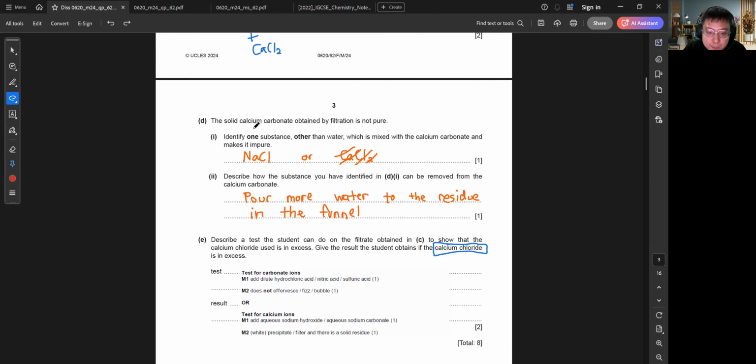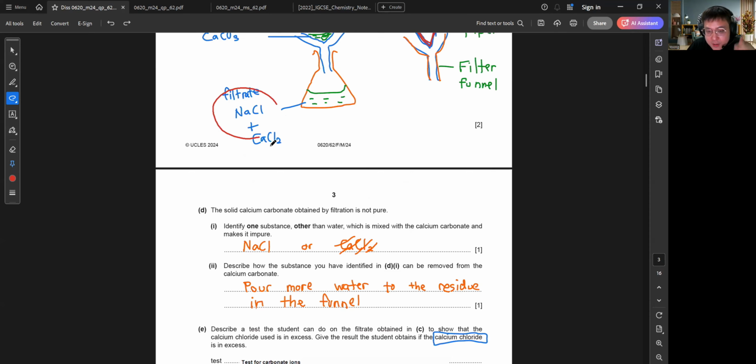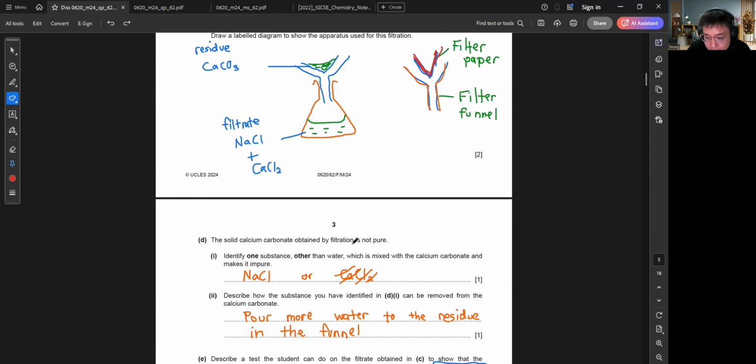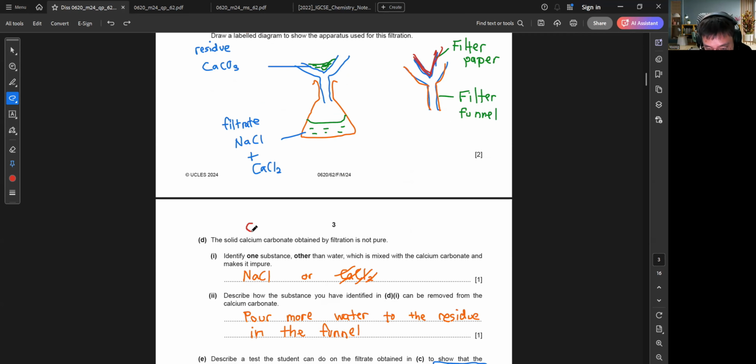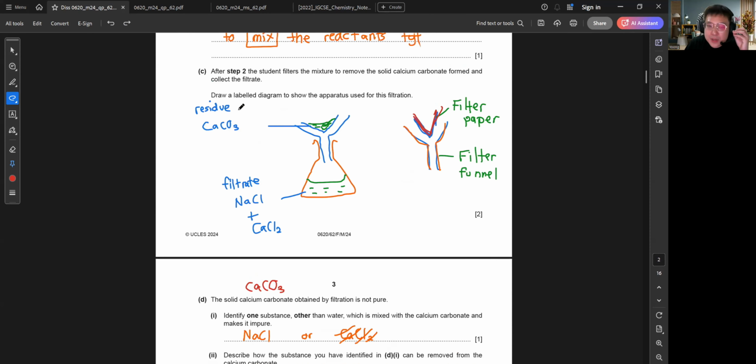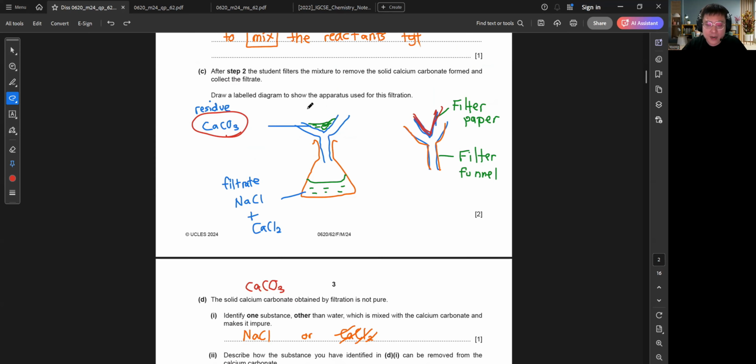For question D, the solid calcium carbonate obtained by filtration is not pure. Identify one substance other than water, which is mixed with the calcium carbonate, which makes it impure. So this actually is based on the previous one here, okay? Oh, sorry, obtained by filtration. So, okay, if you get blur like me, you can just write on top here. So calcium carbonate, if we write it out, is CaCO3. So if we look up here, this CaCO3, they say that we obtain from filtration, which is this part here. It's not pure. Why? Because filter is not perfect.